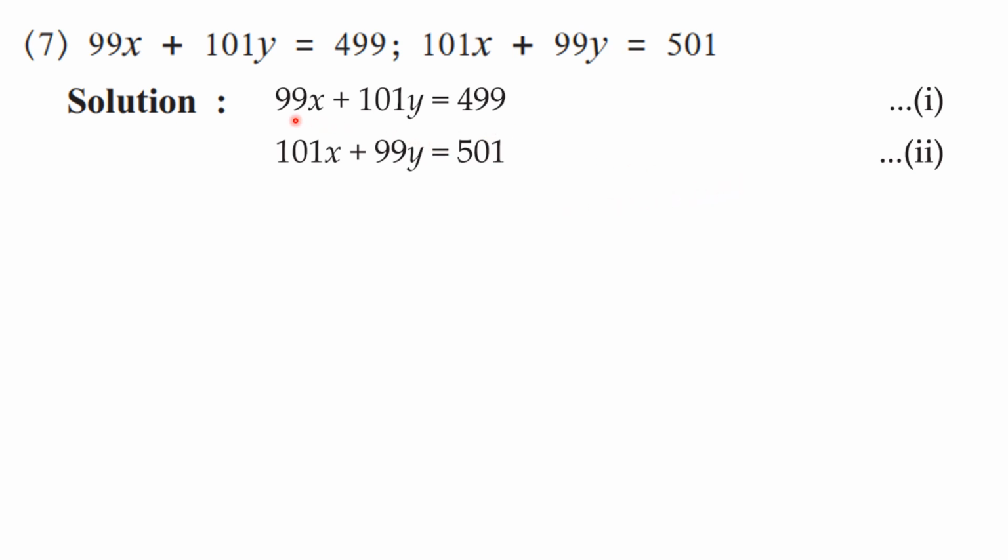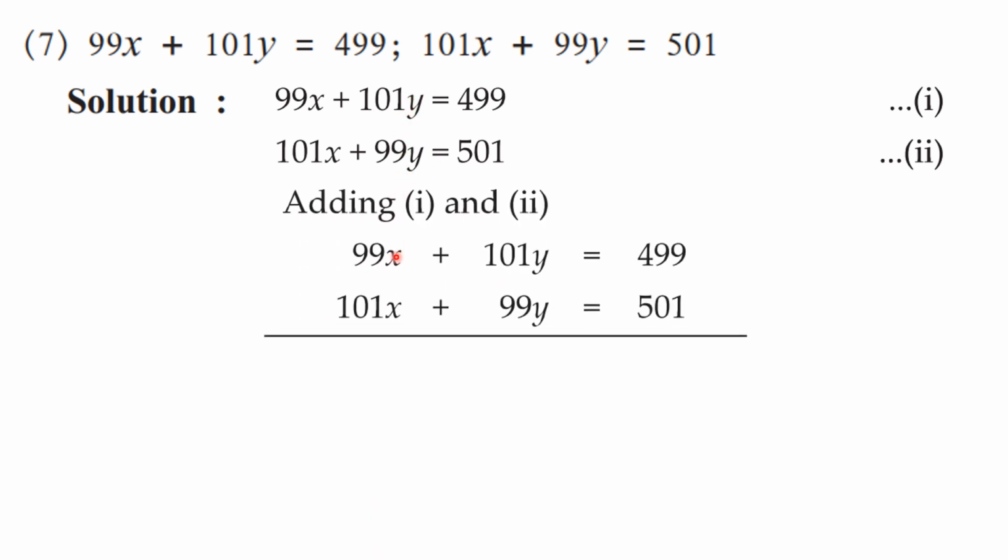99x plus 101y is equal to 499, equation number 1. And 101x plus 99y is equal to 501, equation number 2. Then, as I have said, add, subtract, add. So first of all we will add these two equations. Write down, adding equations 1 and 2. Write them one below another and then write the plus sign here, which shows that we are performing the addition operation.